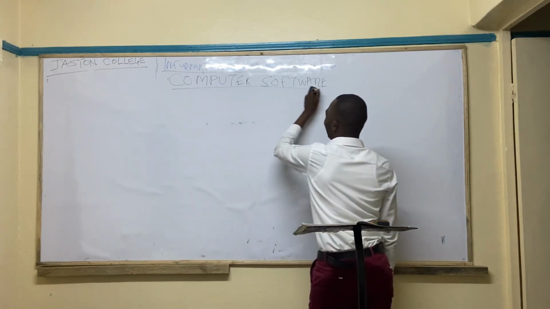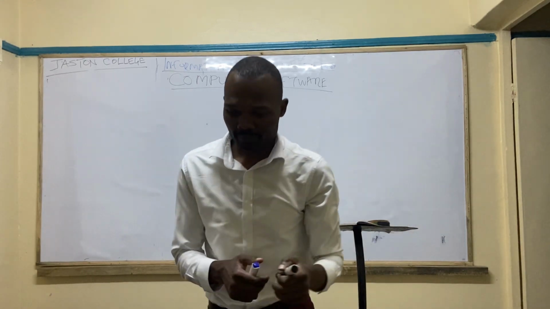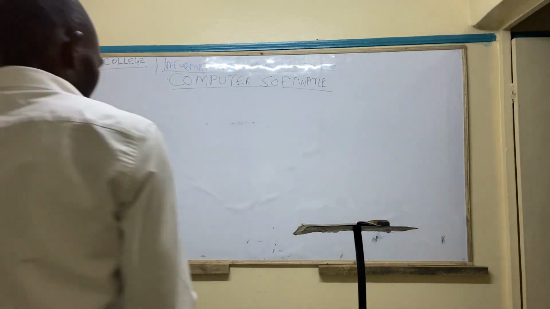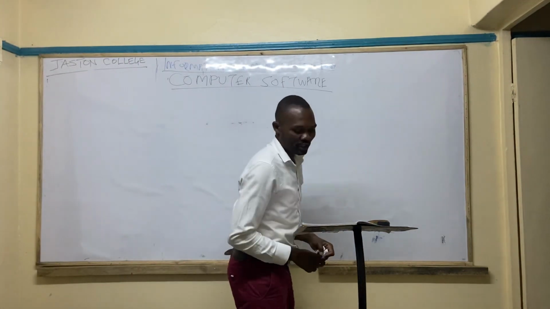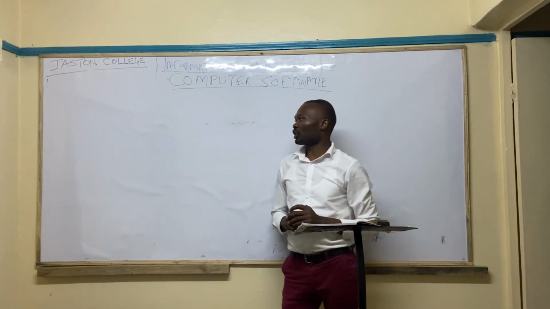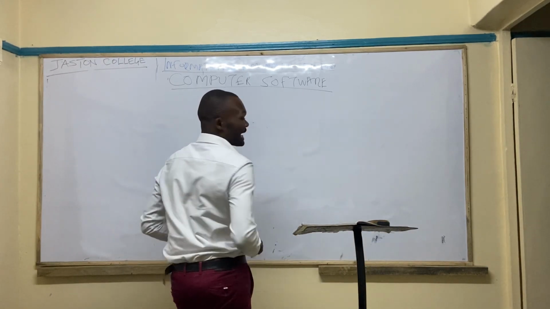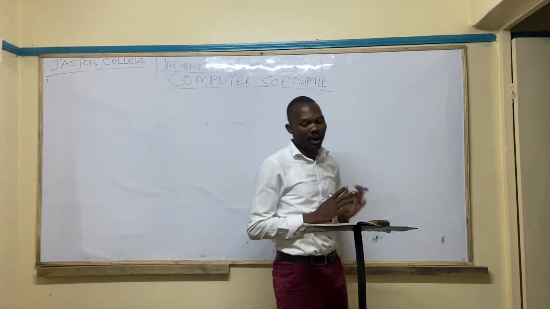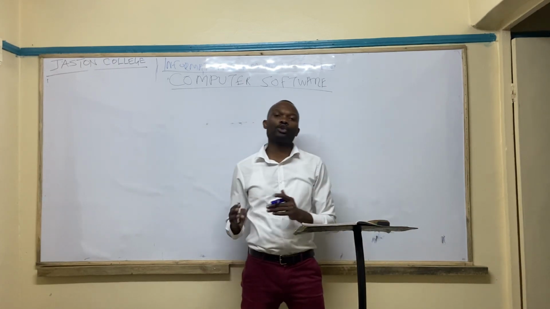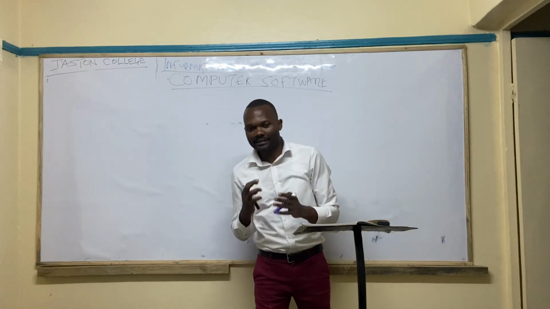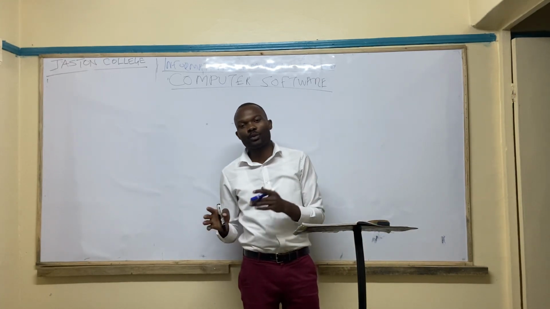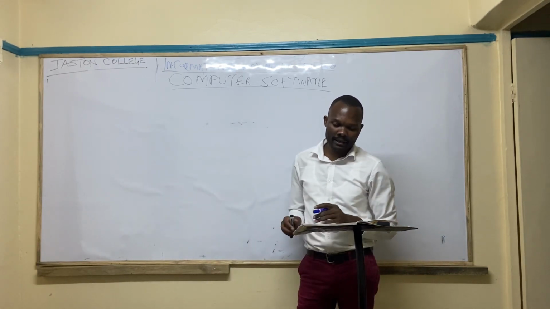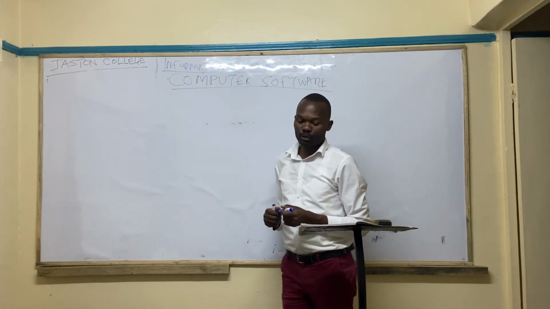So computer software. When we talk about computer software, what comes into your mind? Software is a set of instructions. That's why when you say Word, we have instructions geared towards typing and writing. Then we have Excel, with instructions geared towards calculations. And then we have presentations. Software is a set of instructions that governs the computer operation.